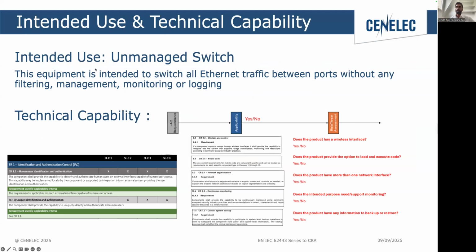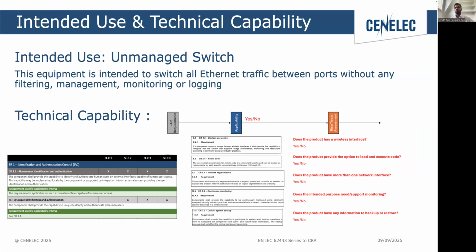For example, we take an intended use, an unmanaged switch, maybe a Hirschmann or some other unmanaged switch, which does not have any filtering and just sends the traffic. There are no advanced cybersecurity requirements or algorithms. So what is the intended use of this unmanaged switch? This equipment is intended to switch all the Ethernet traffic without any filtering or management. So this is the intended use, if you understand.